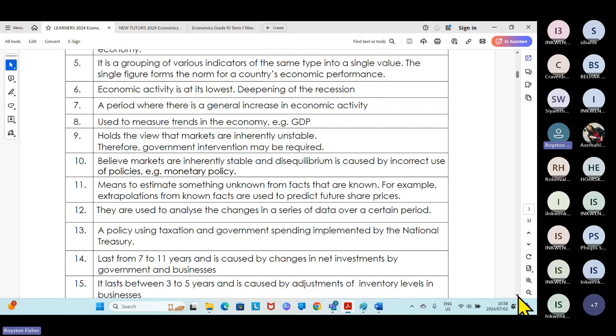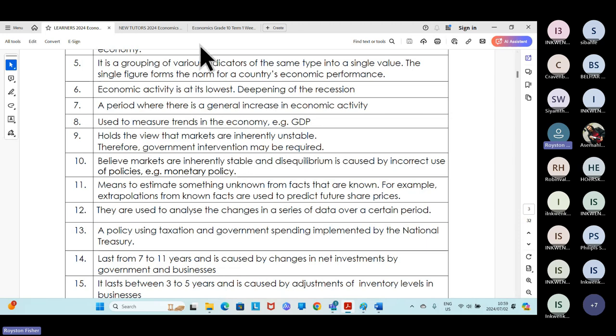Yes, the first one, number nine, is endogenous approach. Thank you, Valo. So number 10, so we already got number 9 from Balhoi. Thank you so much. Number 9, we said markets are inherently unstable. Number 10, believes that markets are inherently stable. So the answer for number 9 was endogenous, and now number 10 would be the opposite, which is exogenous.